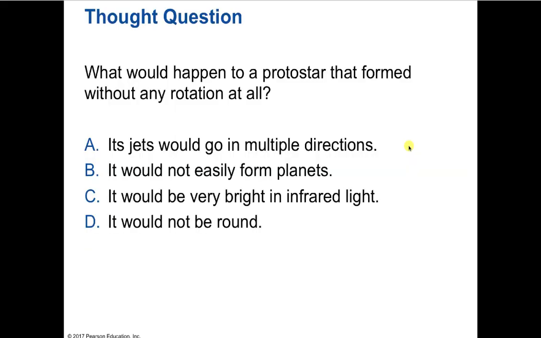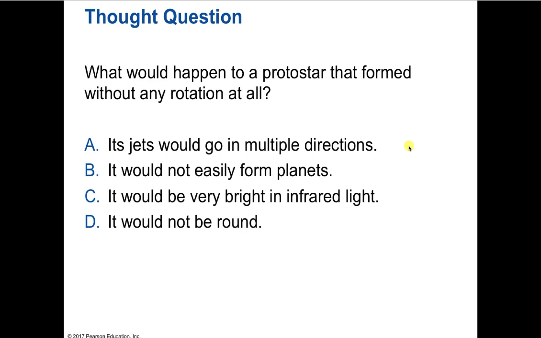So what would happen if we had a protostar that formed without any rotation at all? If it didn't rotate at all, this is very unusual. This would be very hard to find. There's always some kind of motion in a cloud of gas that's going to cause things to rotate ultimately as the cloud contracts. So its jets would go in multiple directions, or it would not easily form planets, it would be very bright in the infrared, or it would not be round.